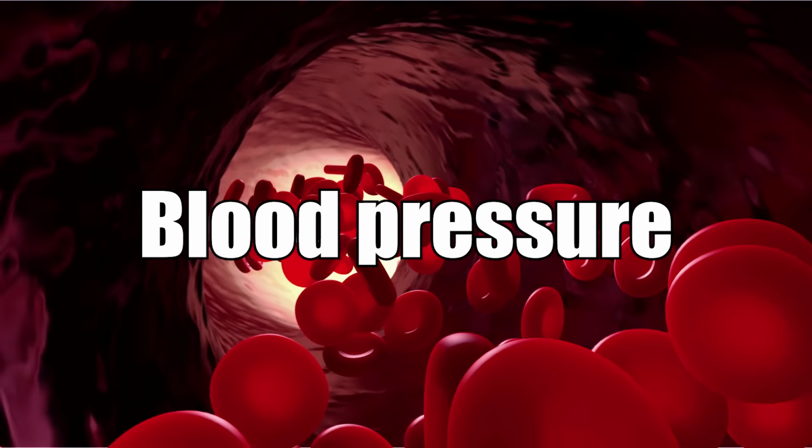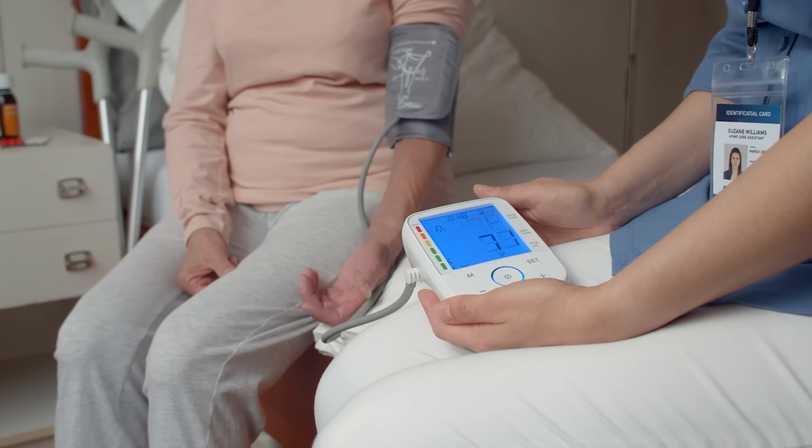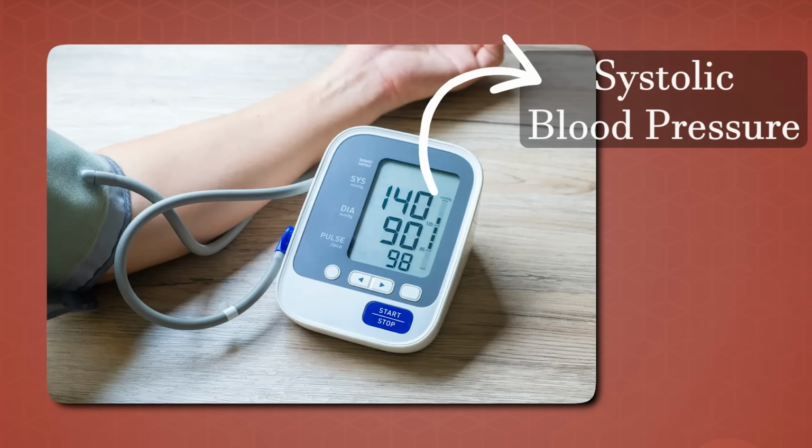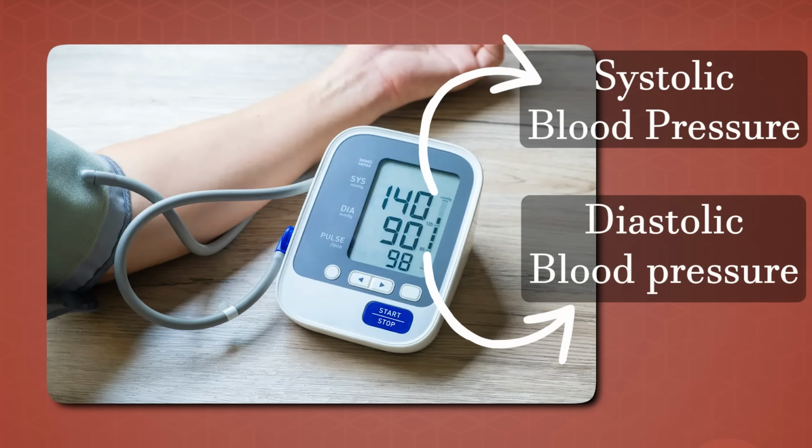In today's video, let's try to understand about blood pressure. When we measure our blood pressure, we get two readings, right? Upper one and the lower one. Upper one is actually known as systolic blood pressure and the lower one is known as diastolic blood pressure.